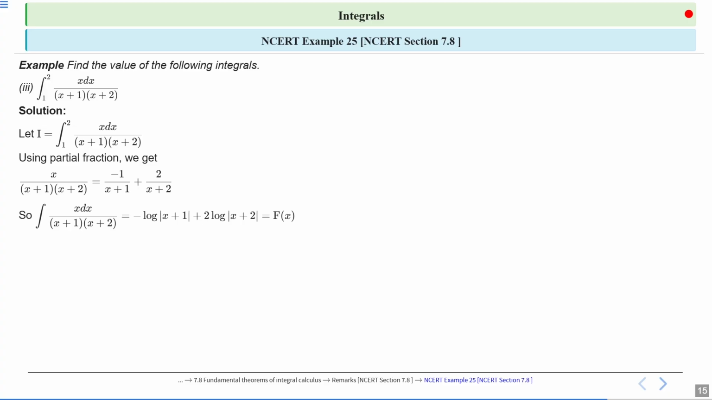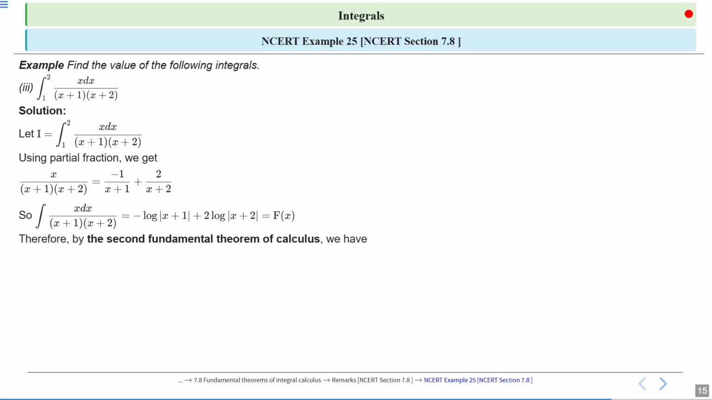To calculate the integral value, you have to write all the steps. That's how we calculate A, then B, and then term-wise integration. First we integrate -1 by x plus 1 and then 2 by x plus 2, then combine both integral values to get the value of the integration x dx by x plus 1 into x plus 2. Okay, now we have the value of the antiderivative. So the first step is complete.